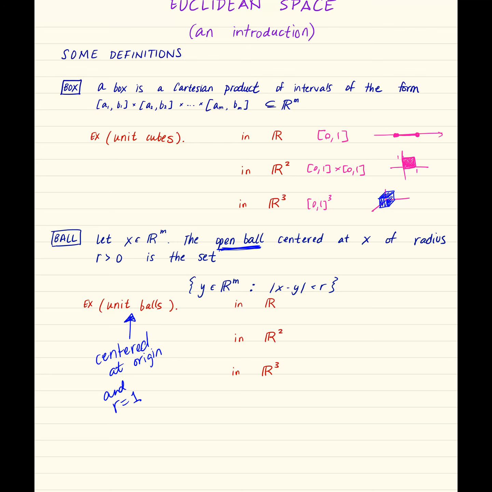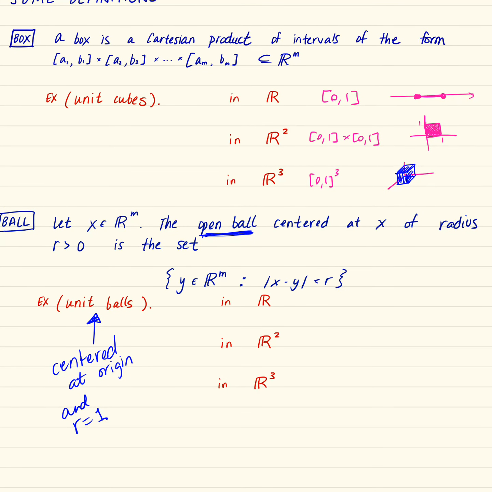Now let's see here. In R, that will look like the open interval from -1 to 1. In R2, we're looking at the open unit disk. And then in R3 is where we actually get a ball.